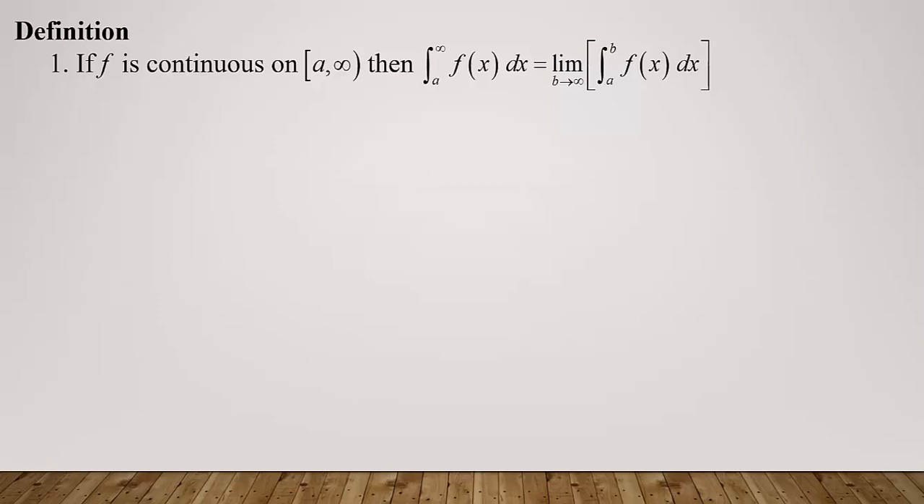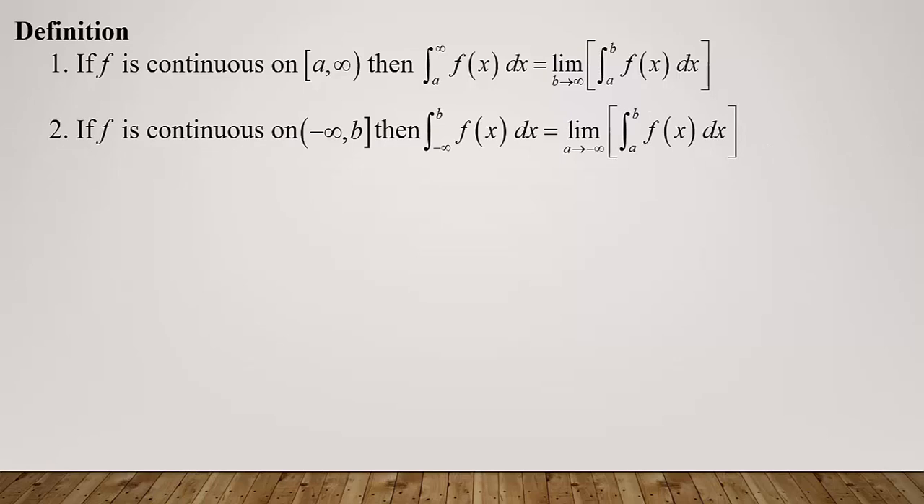So in short, the improper integral a to infinity f of x dx, you can't do it. Instead, you integrate from a to b f of x dx, and then out front of that, you put the limit as b goes to infinity. Part 2, if your function is continuous on the interval negative infinity to b, then the integral from negative infinity to b f of x dx equals the limit as a approaches negative infinity of the integral a to b f of x dx.